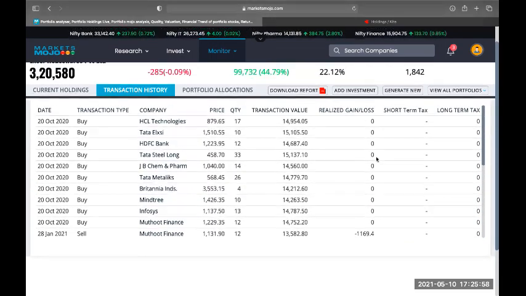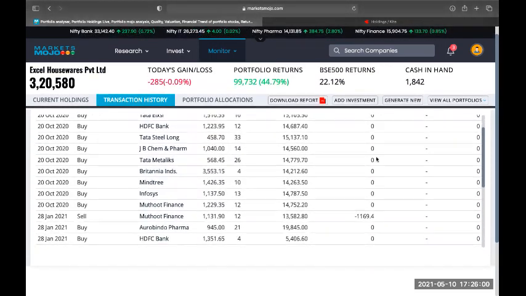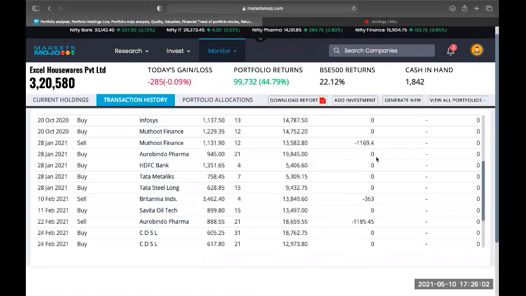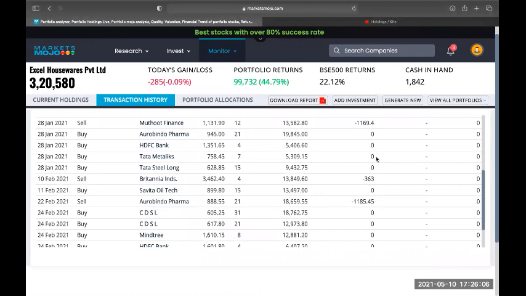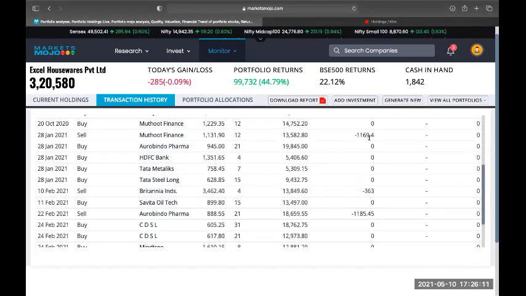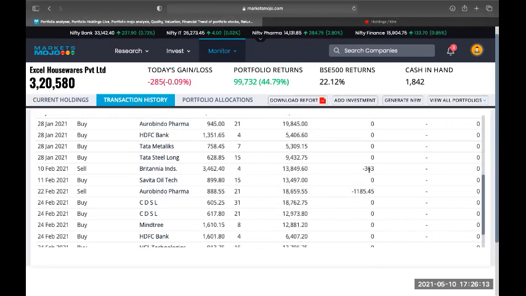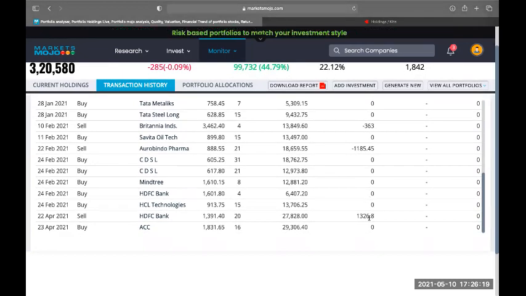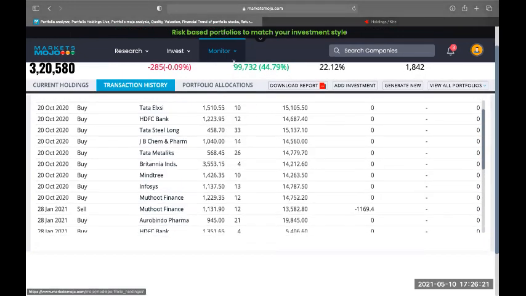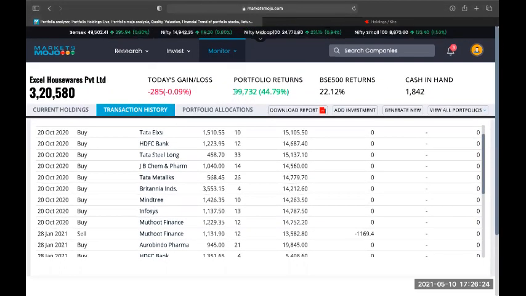So if you see, overall in the past 6 months, I have not booked any profits as of now. I'm just holding the stock and waiting for it to keep on growing over a period of time, which is the way investing works. I've only booked small losses: 1,169 over here, 363 over here, 1,185 over here, and 1,326 profit is booked on 22nd of April. The entire 99,732, if I want, I can book it like tomorrow morning.